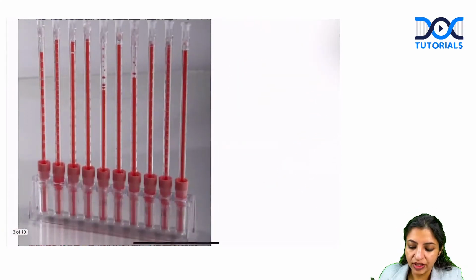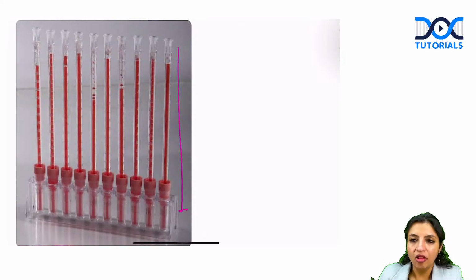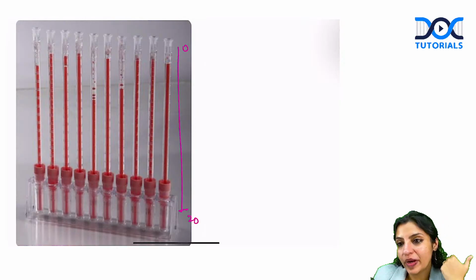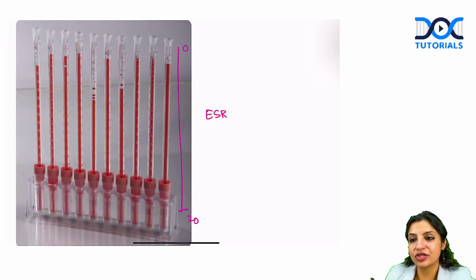Whereas look at this tube here. This is your Westergren tube, which is a pipette. It is open from both the ends. It's a very long tube, you can see. It has marking only from 0 to 20, and it is basically used for ESR only. So that should be clear.